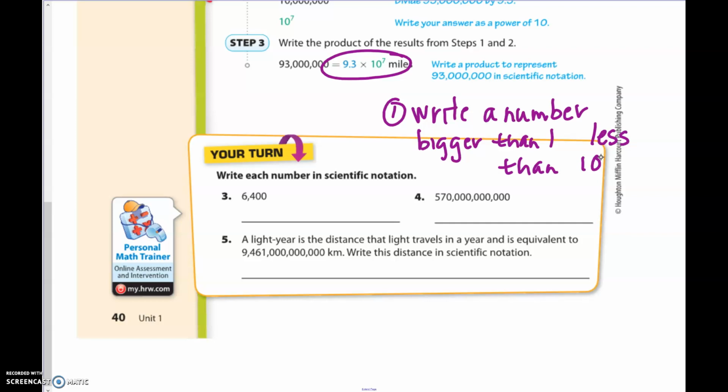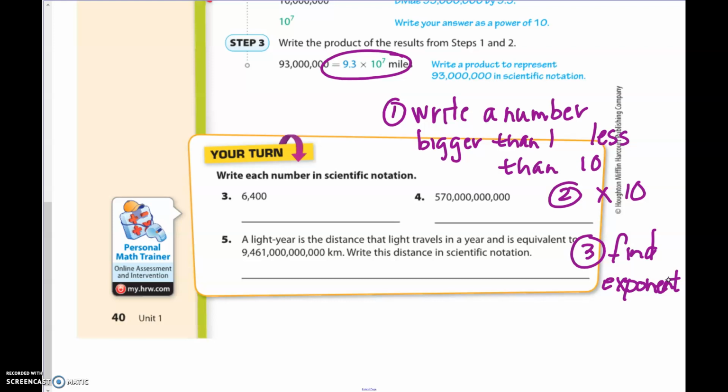And then your second job is to write times 10. And the third job is you're going to find your exponent. We do that by counting how many places we move that decimal. So go ahead and pause this and then give these 3 problems a try.